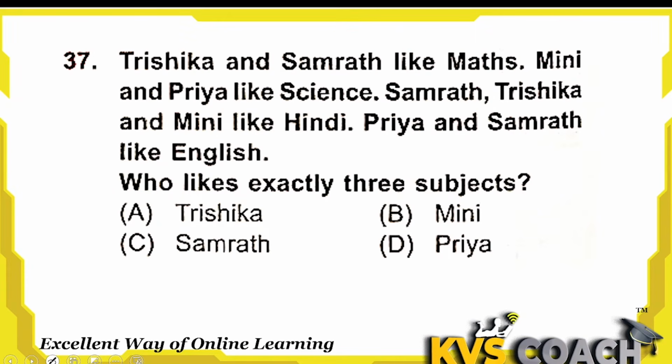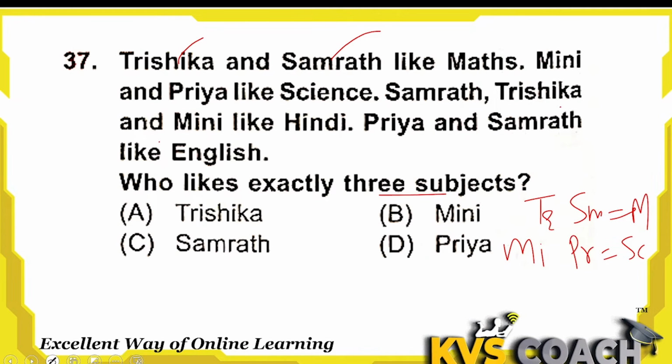Next is Trishika and Smarth like math, Mini and Priya like science, Smarth, Trishika and Mini like Hindi, Priya and Smarth like English. So who likes exactly three subjects? Look, Trishika and Smarth like maths. Mini and Priya like science. Smarth, Trishika and Mini like Hindi. Priya and Smarth like English.